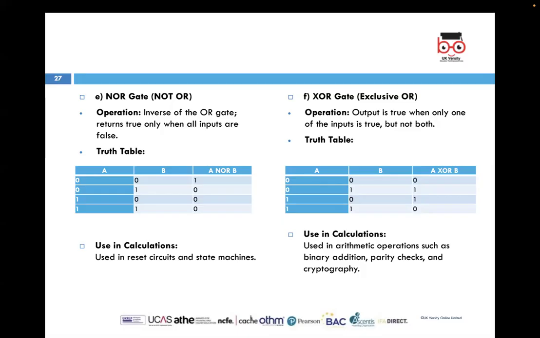This is used in arithmetic operations such as binary addition, parity checks, and cryptography. As you can see, when both statements in the truth table are the same, for example, if both A and B are false, then A XOR B will be 0. And if A and B are true, so 1, then A XOR B will be 0. However, if A and B differ, then A XOR B will be 1.